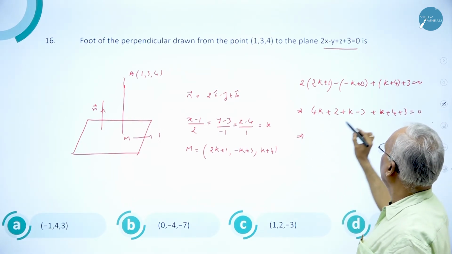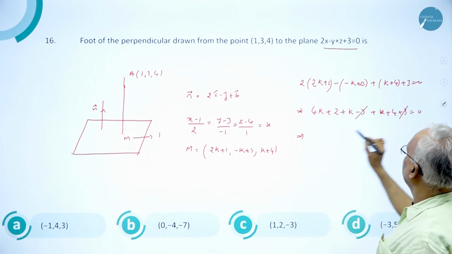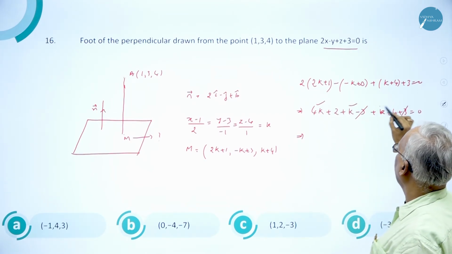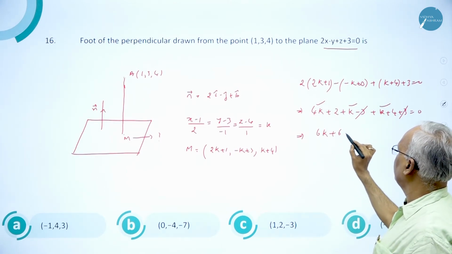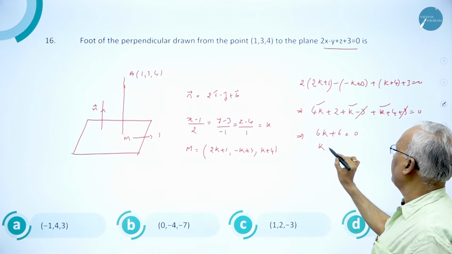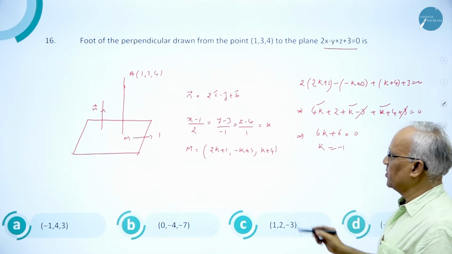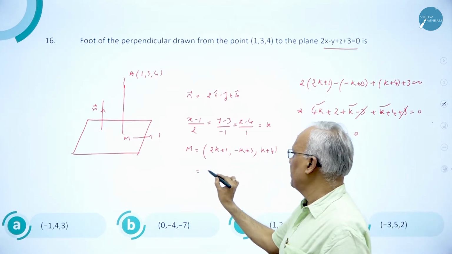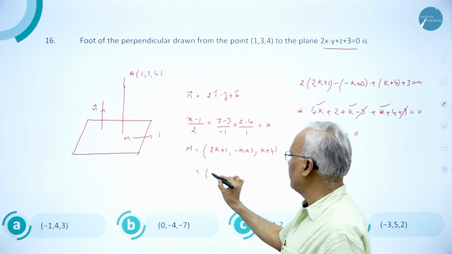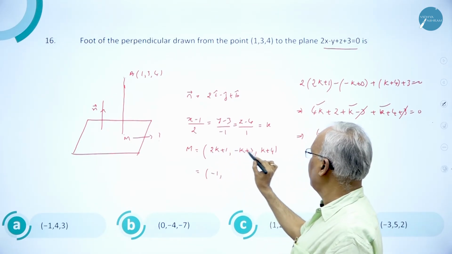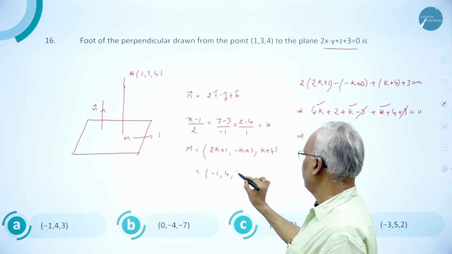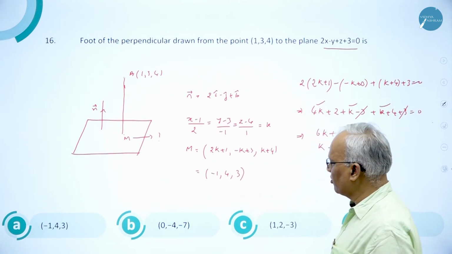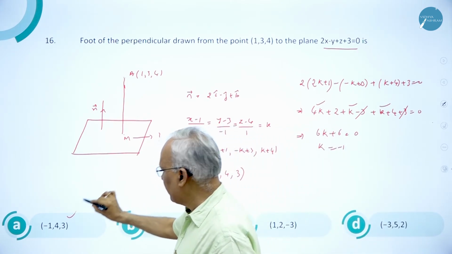And this implies here minus 3 plus 3 cancels, 4k plus k, that is 6k, and 2 plus 4, 6 is equal to 0. So k equal to minus 1. So if you put k equal to minus 1 in this, you get minus 2 plus 1, minus 1, minus of minus 1 plus 3, 4, and minus 1 plus 4, 3. So minus 1, 4, 3. This is the foot of the perpendicular.